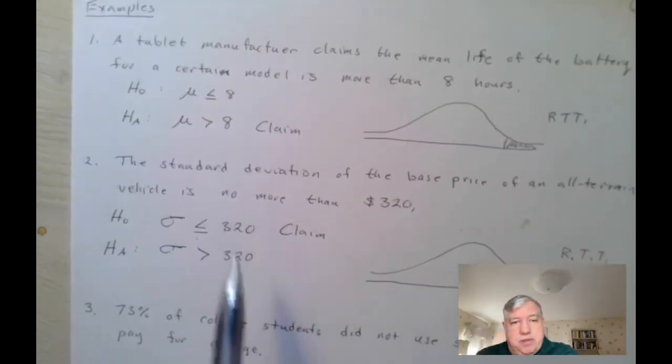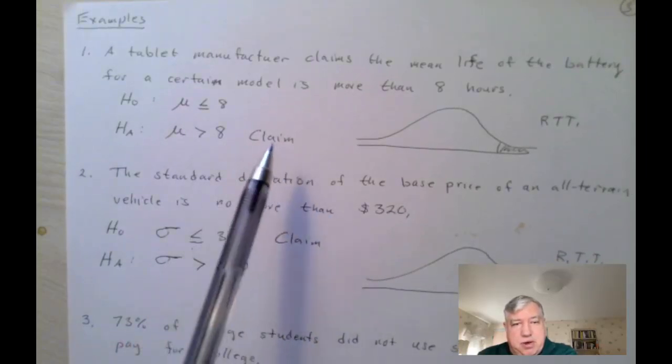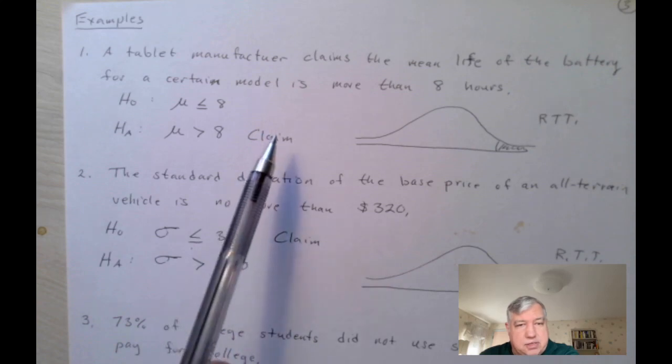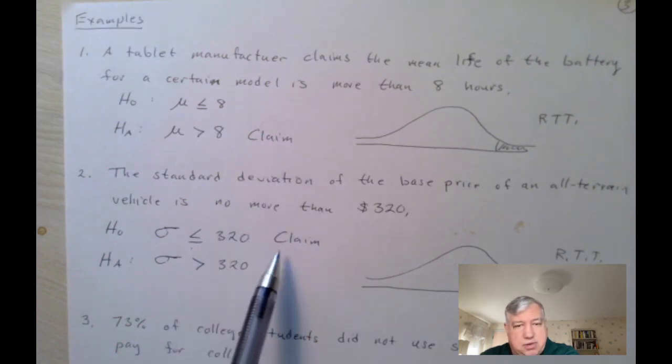The only difference between here and here, hopefully you see the difference: here our claim allows for equality. In this case, it didn't. So that's why the claim here is H0.